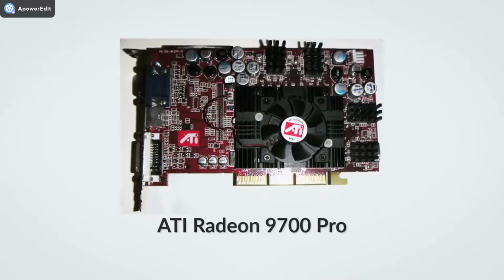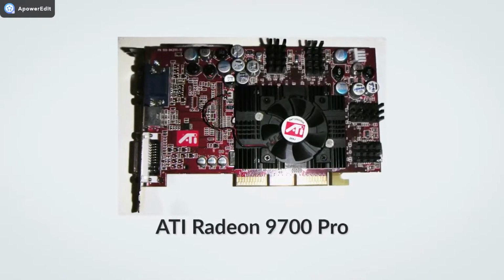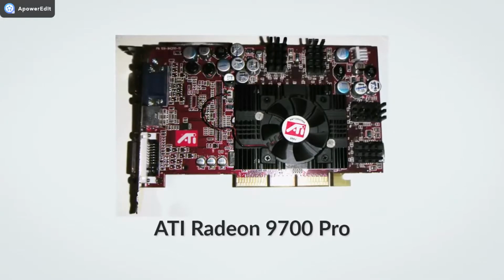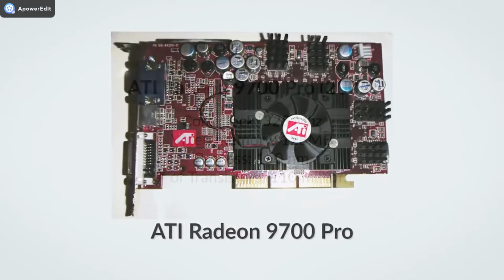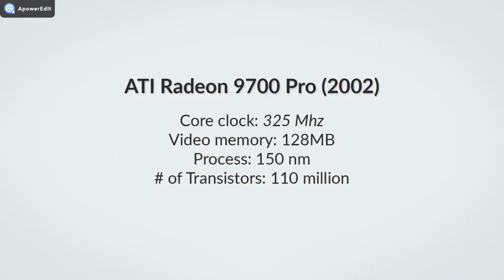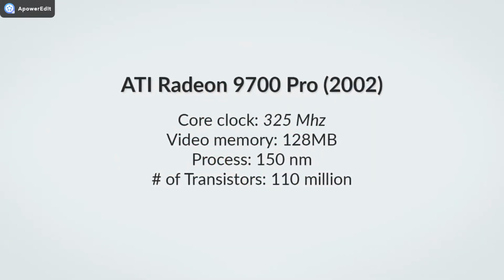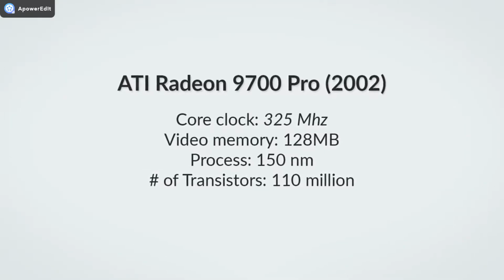In 2002, ATI released the Radeon 9700 Pro. At the time of its arrival, it was considered to be the fastest card around. It was also the first to come with a full DirectX 9 feature set. It was one of the largest and most complex GPUs during its time, with 110 million transistors.